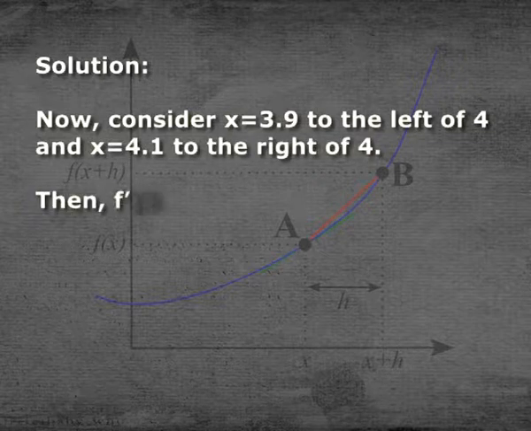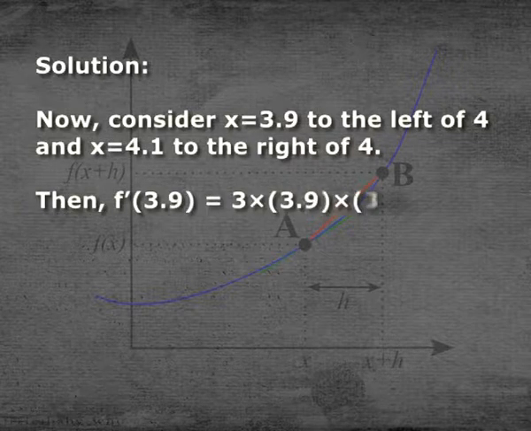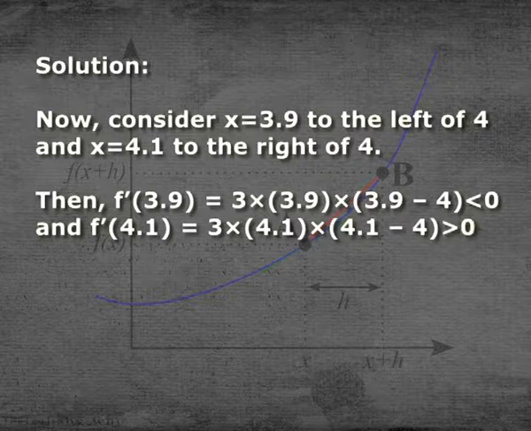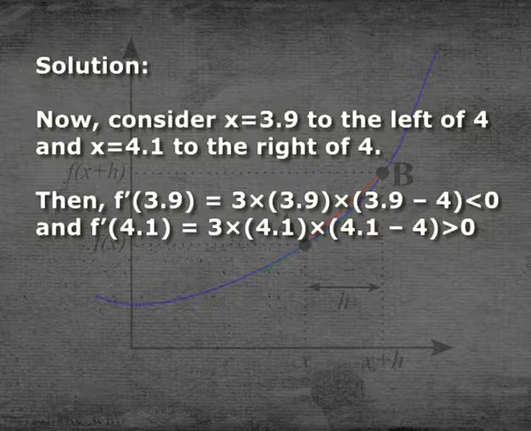Then f dash 3.9 will be equal to 3 into 3.9 into (3.9 minus 4), so that will be lesser than 0. And we find that f dash 4.1 will be equal to 3 into 4.1 into (4.1 minus 4), which will be greater than 0.